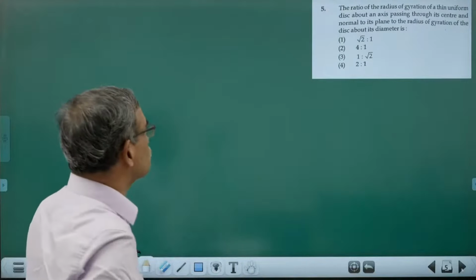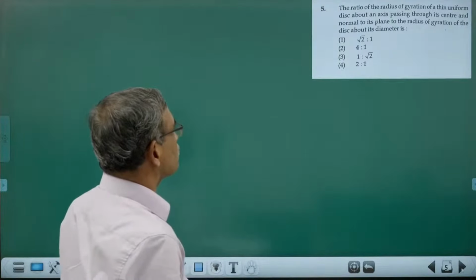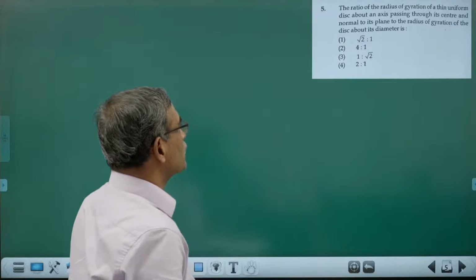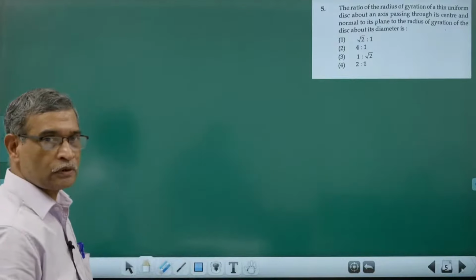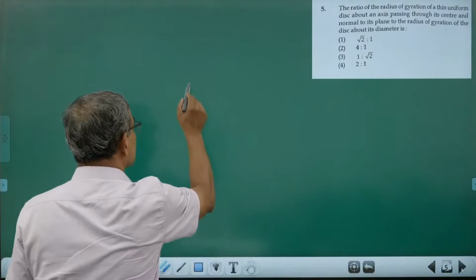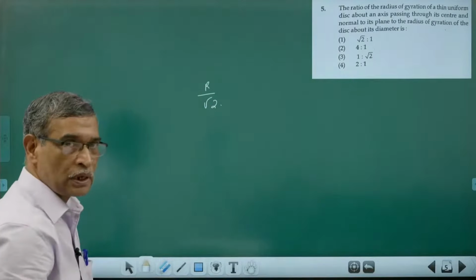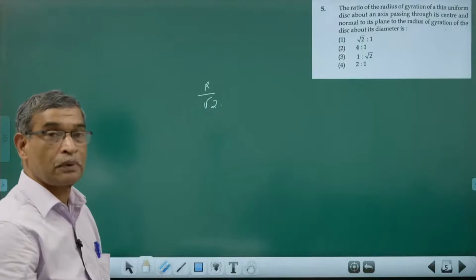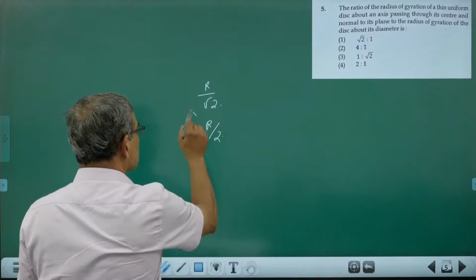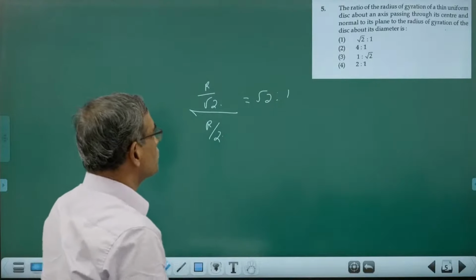And jump to the fifth question. The ratio of the radius of gyration of a thin uniform disc about the axis passing through its center and normal to its plane, to the radius of gyration of the disc about the diameter. Radius of gyration for a disc about the central axis: moment of inertia is MR squared by 2, so radius of gyration about the central axis is R by root 2. About a diameter, moment of inertia is MR squared by 4, and radius of gyration is R by 2. The ratio of this division is root 2 is to 1. And therefore the option is equal to 1.